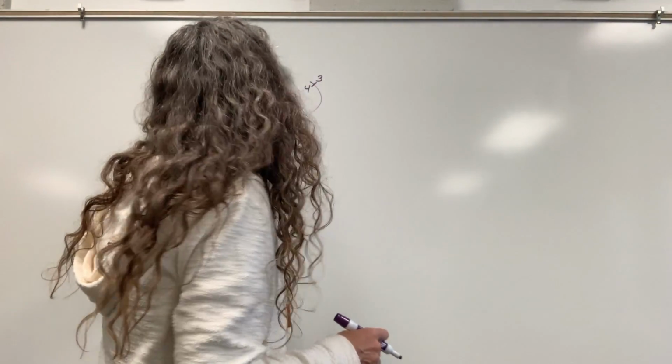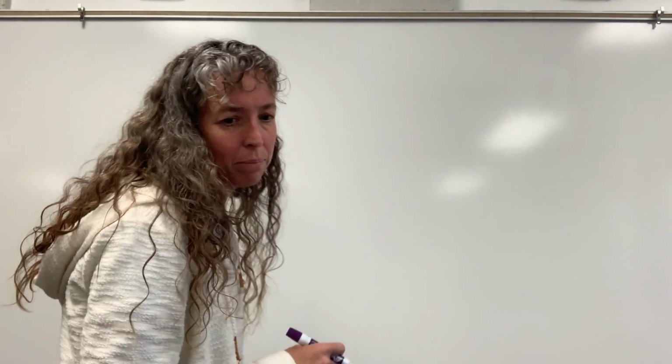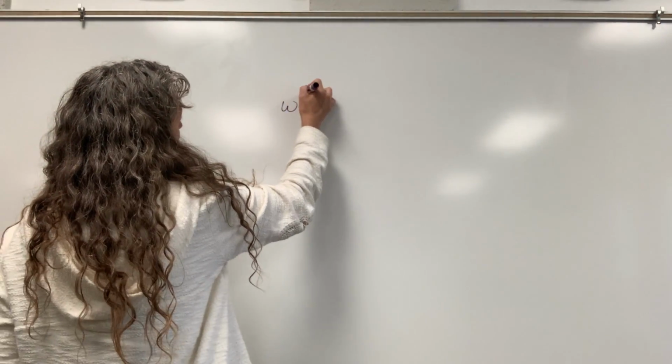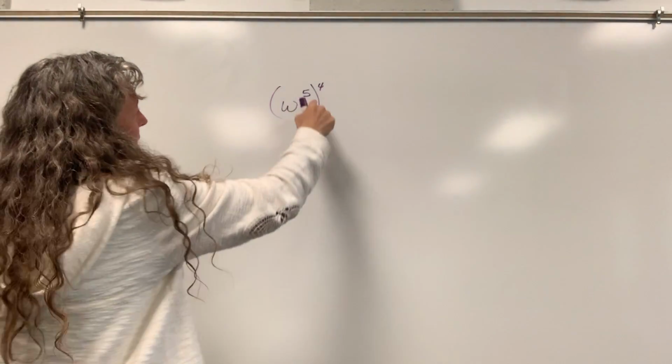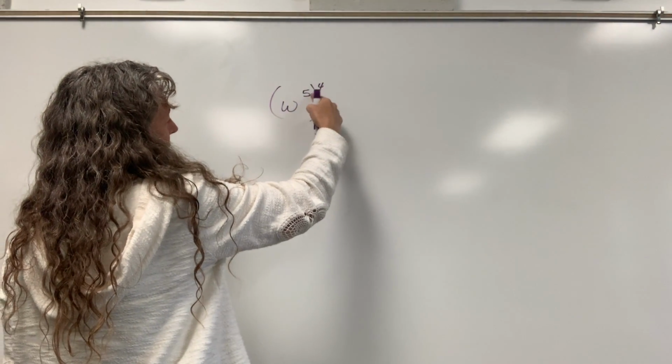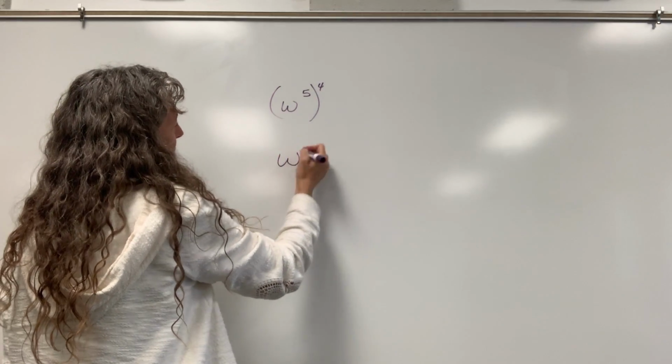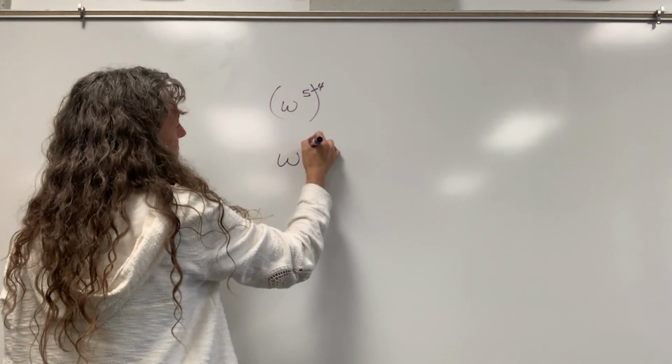So let's look at example 2b. W to the 5th power to the 4th. Here's my parentheses, and I have exponents inside and out. If that's the case, I put my base and I multiply these two, 20.